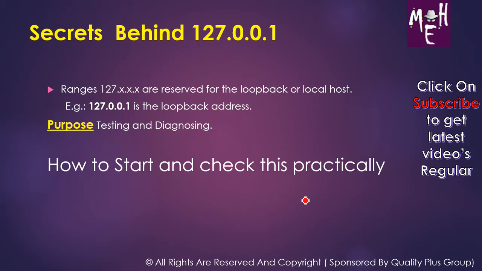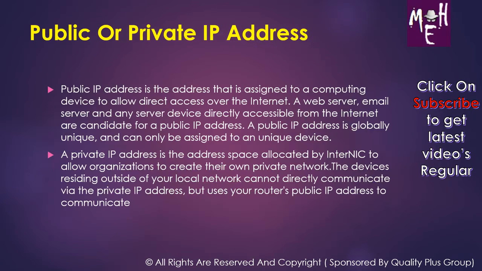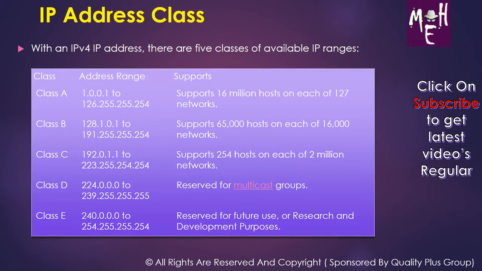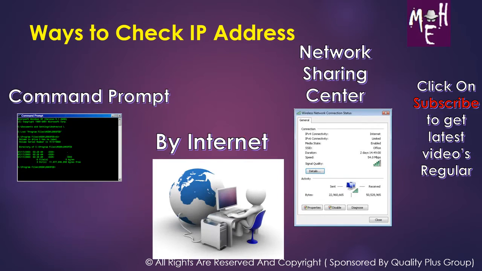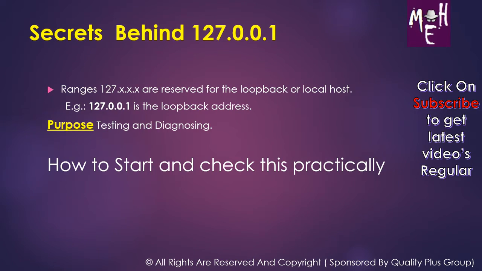Fans, in this class we will discuss the secret behind 127.0.0.1. What is this? This is called the localhost. There is an amazing story behind this. If we discuss IP address classes, you can easily notice that 127 is missing. Here you can see 126 and then 128. So where is 127? Fans, 127 is the localhost.